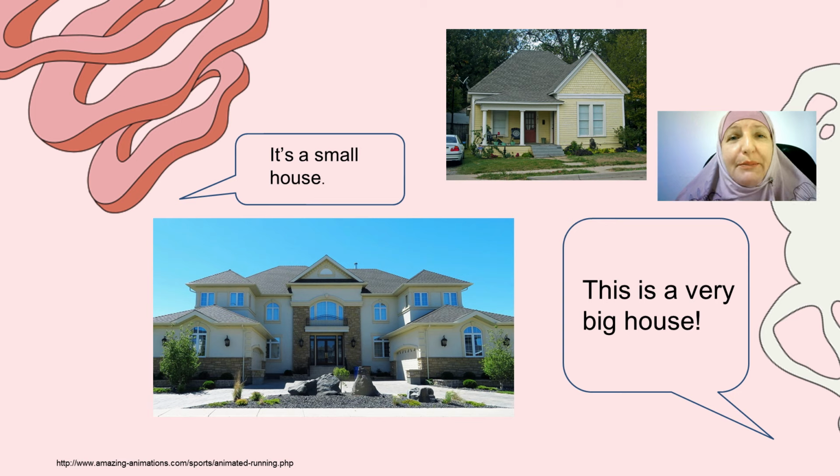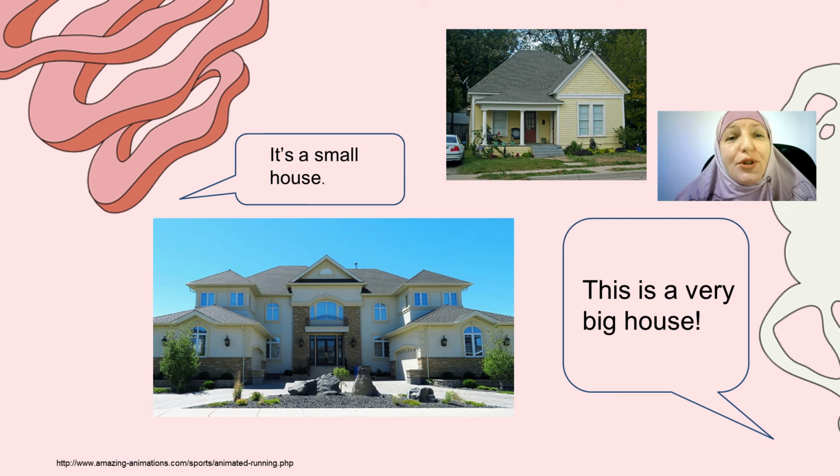Now look at the bottom picture. It is a very big house. What word describes house? You're right, it's big. Now let's look closer. When we say this is a very big house, house is the noun, big is an adjective that describes the noun house, and very is an adverb that describes the adjective big.